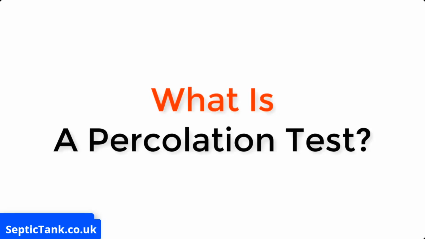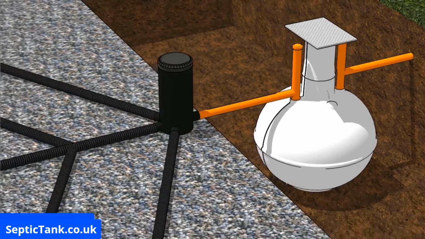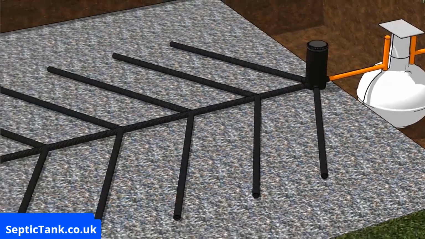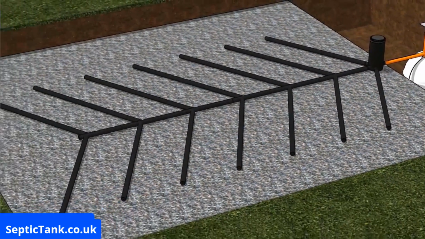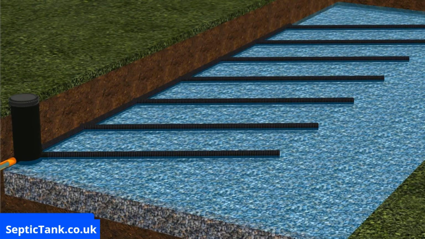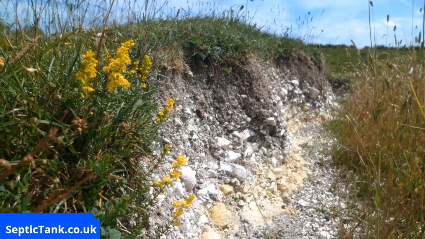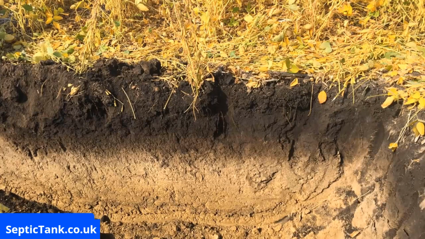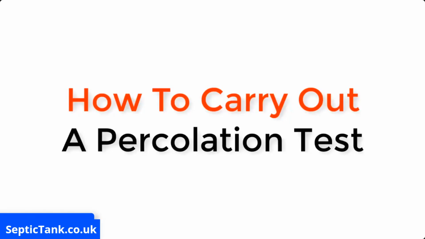So what is a percolation test? Well, a percolation test determines if the ground is suitable for a soakaway or not, and that the wastewater that enters the soakaway from the septic tank can drain away naturally into the soil. Now, some examples of soil with good percolation characteristics would be soil such as chalky soil, sandy soil, or loamy soil.